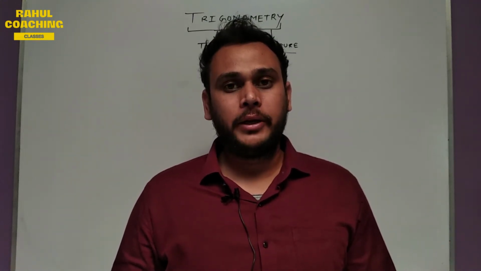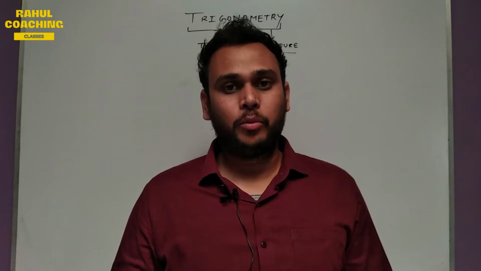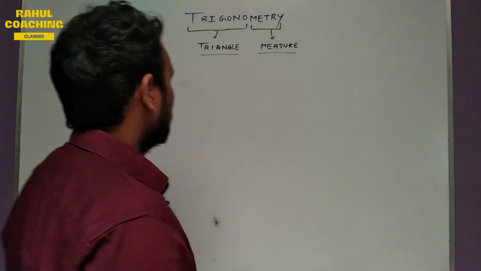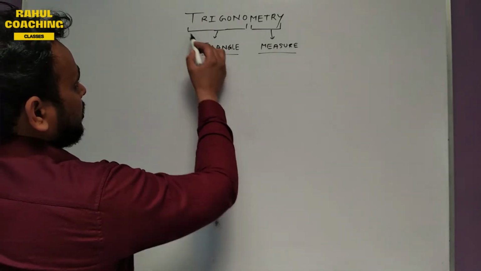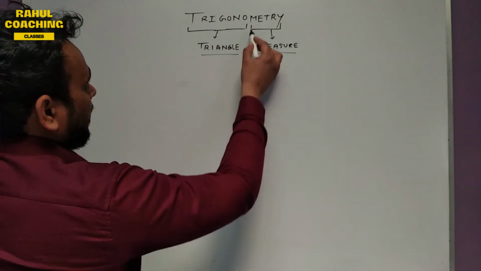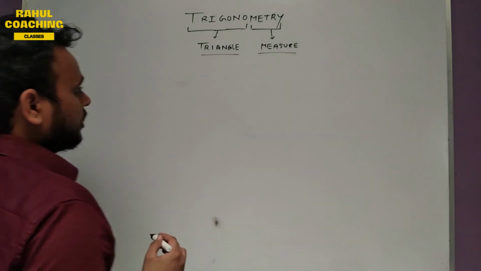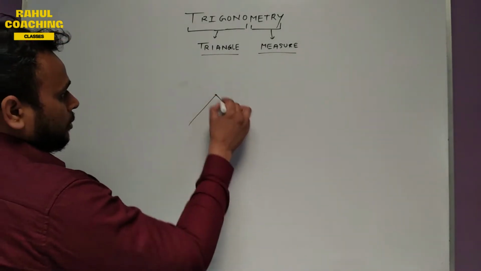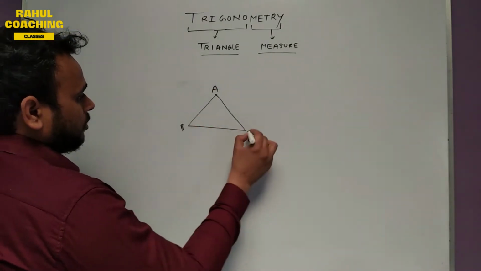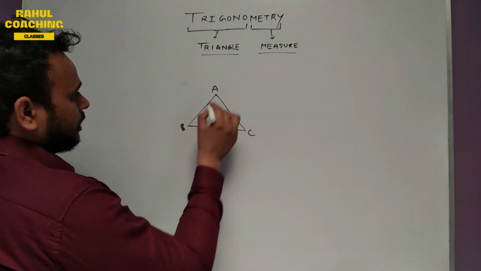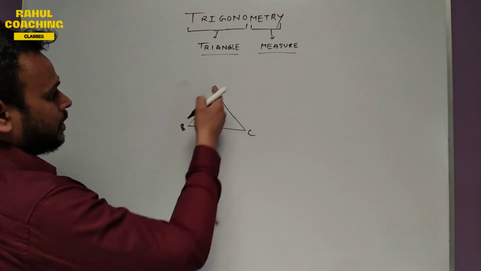Today I am going to explain to you the topic of trigonometry. As you can see, this is trigonometry. In the Greek language, trigono means triangle and metry means to measure. If we talk about a triangle, these are the three vertices of a triangle: A, B and C.